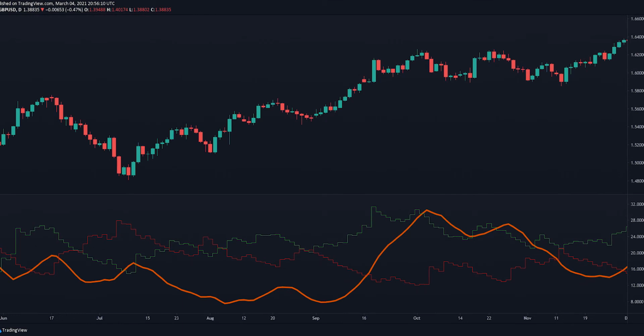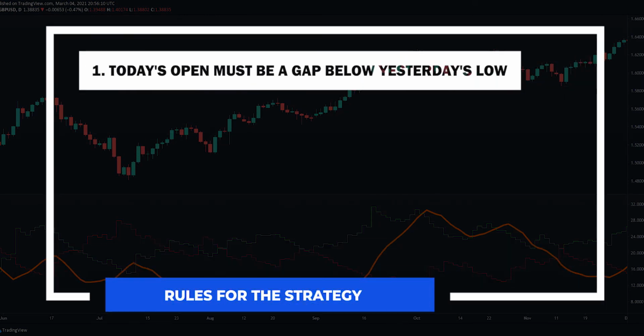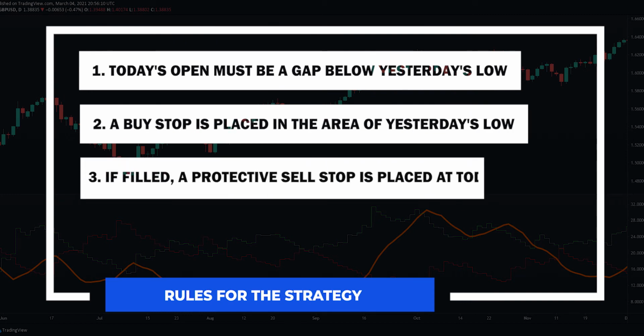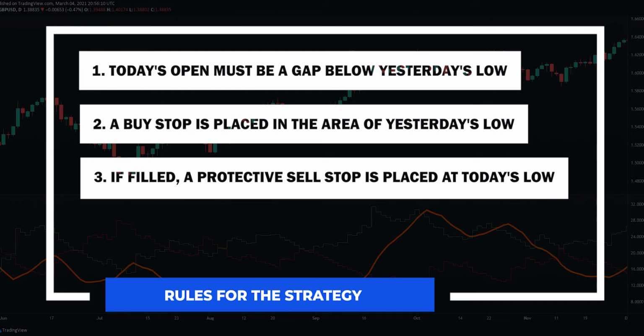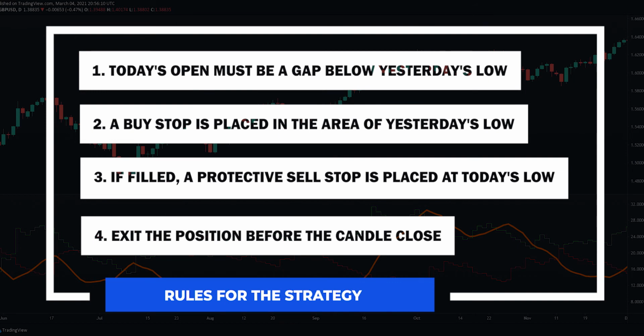Now that you know what you need from the indicator, here is what you need to form a buy signal. Today's open must be a gap below yesterday's low, and buy stop is placed in the area of yesterday's low. If filled, a protective sell stop is placed at today's low. Lock in profits with a trailing stop and either exit the position before the close or carry it into the following day if it closes strongly. Like the previous system, the sell signals are with the same rules but reversed.